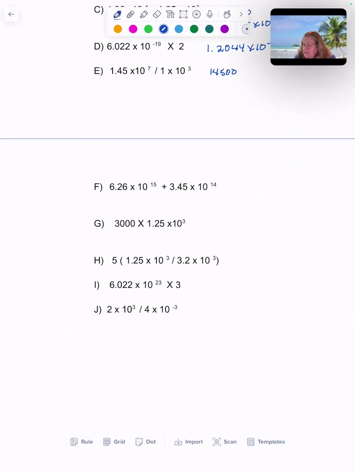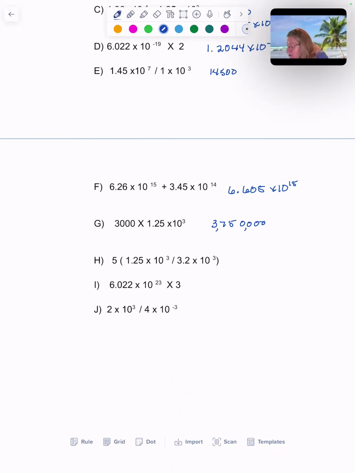6.26 times 10 to the 15th, that's a big number, plus 3.45 times 10 to the 14th, another really big number. This is where you could have easily made a calculator mistake. 3,000 times 1.25 times 10 to the third. 3,750,000.